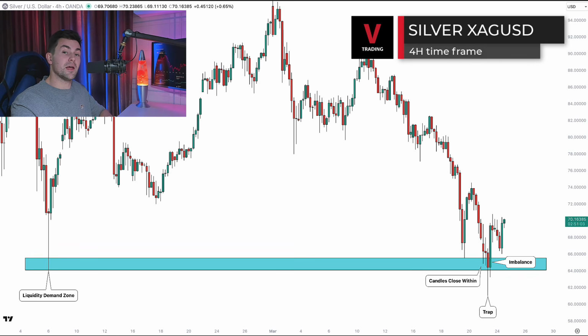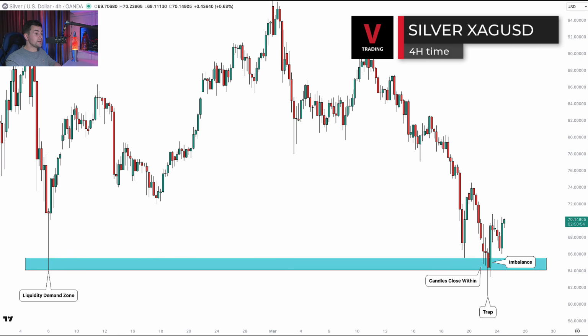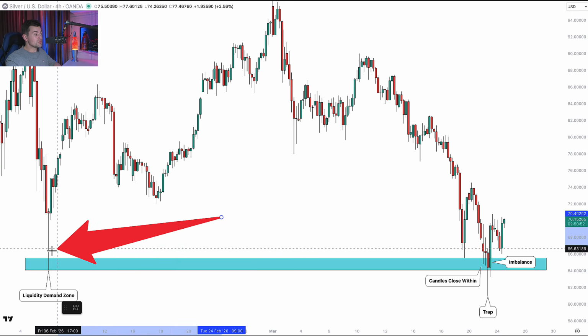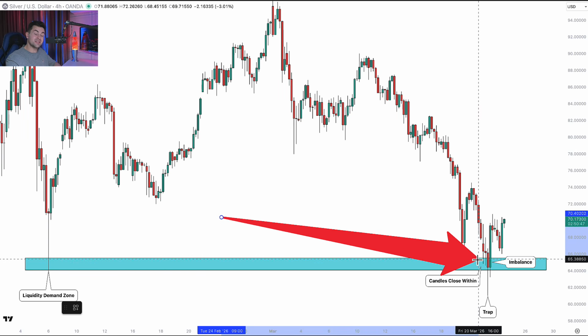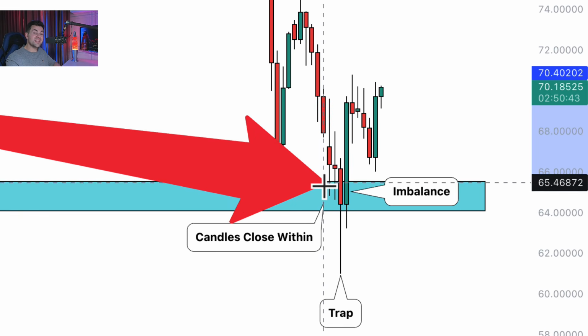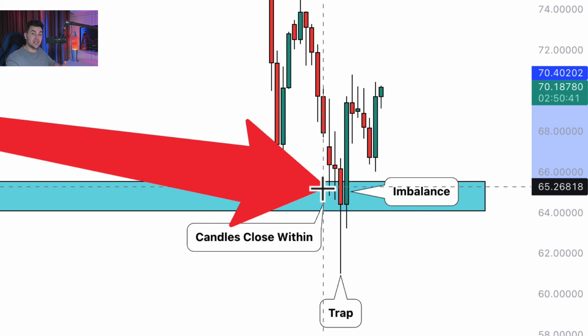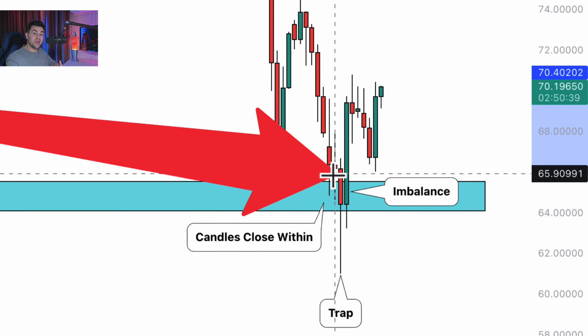Let's check the example. Using our two-step checklist, I found a valid bearish trap on silver. You can see that here we have a historic liquidity demand zone, and we can see a recent test of that liquidity demand zone. We can see that all the candles that tested this liquidity demand zone either closed within that or above that.